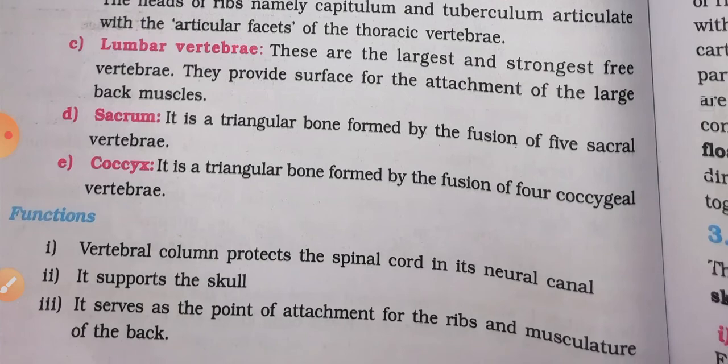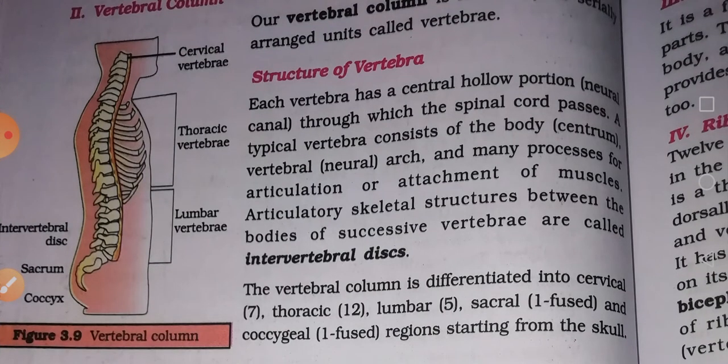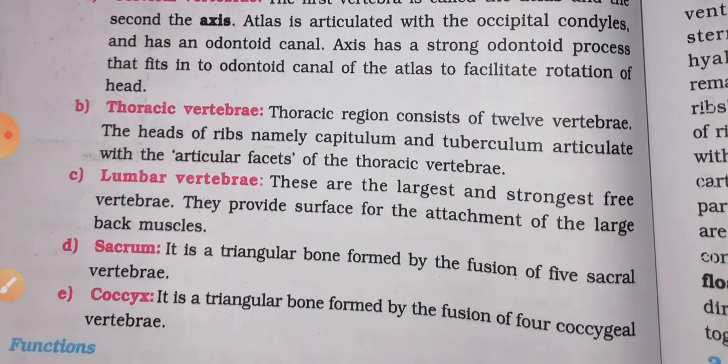These are the largest and strongest free vertebrae. Where is the lumbar vertebrae? Here. The lumbar vertebrae are the largest and strongest free vertebrae. They provide surface for the attachment of the large back muscles. So when we want to stand for a prolonged time or sit, it gives support, a surface for the attachment of the large back muscles.